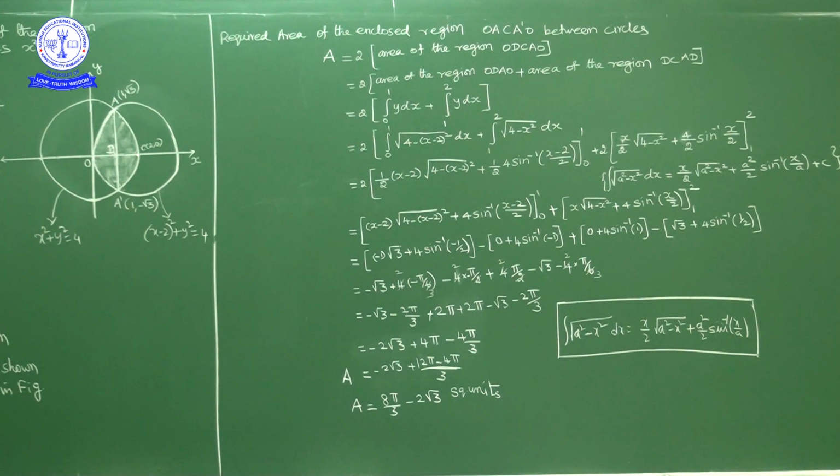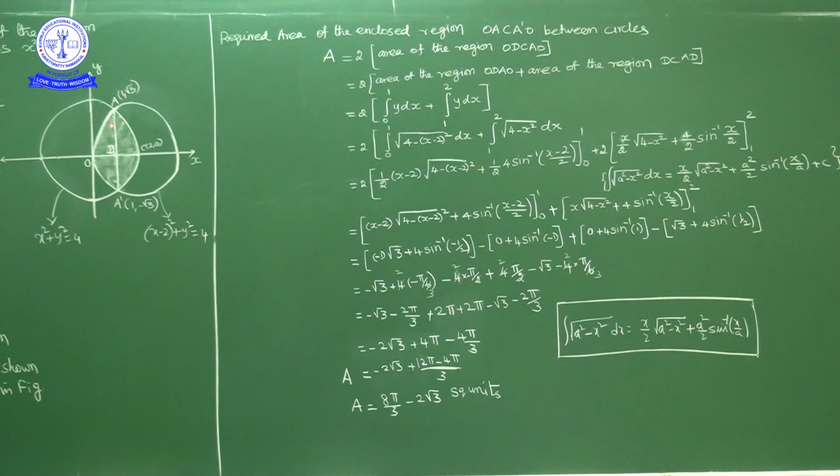So total area is equal to 2 times integral 0 to 1 y dx plus integral 1 to 2 y dx. Okay, integral 0 to 1 is the area under this circle, x minus 2 whole square plus y square is equal to 4. So y square is equal to 4 minus (x minus 2) whole square, y is nothing but square root of 4 minus (x minus 2) whole square dx. This is integral 0 to 1. Now 1 to 2 is the area under this circle.